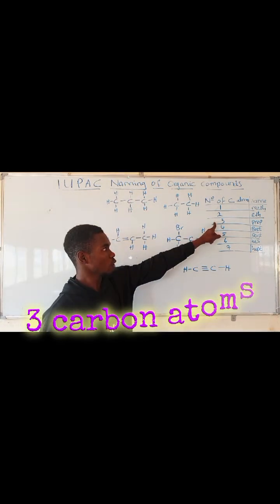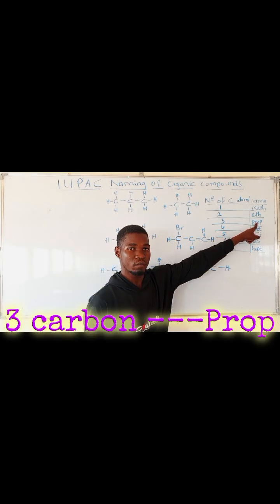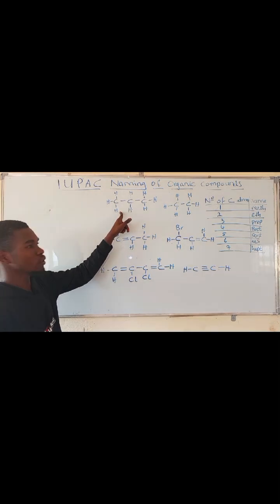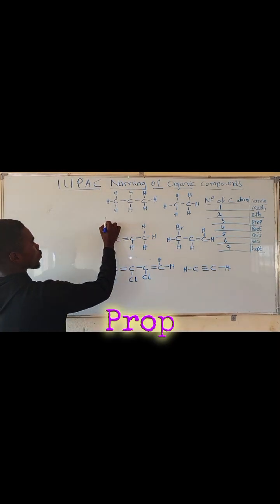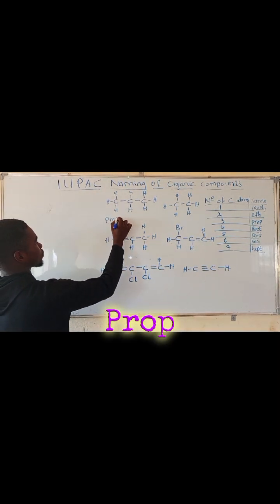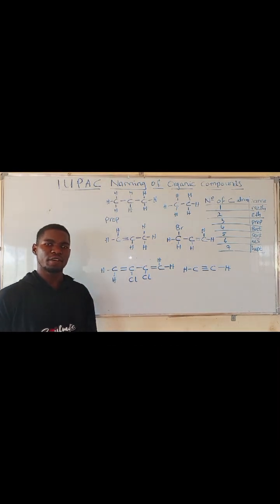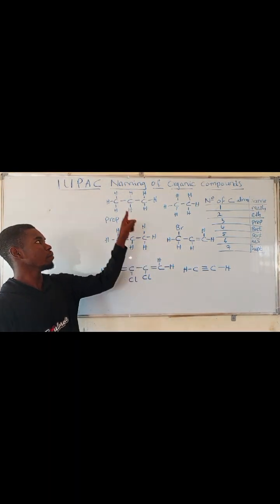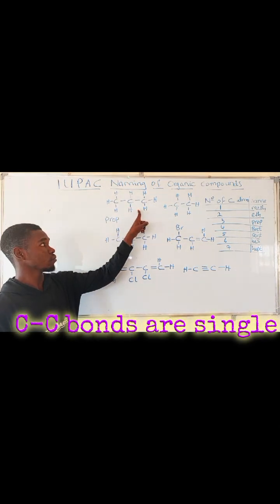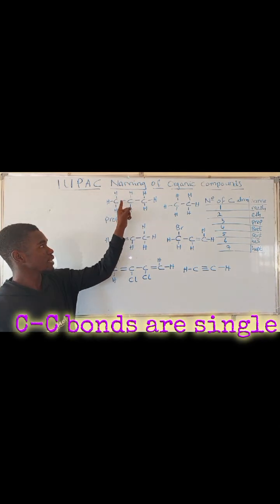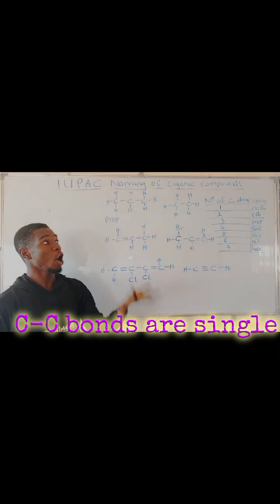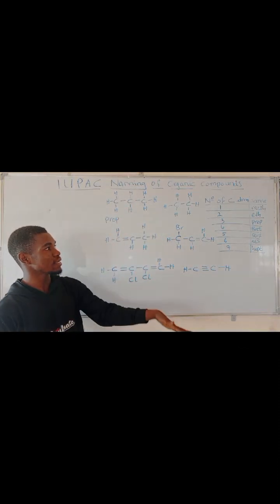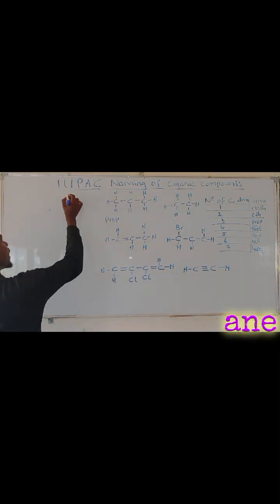So 3 carbon atoms means the name starts with what? Prop, right? The name starts with prop. So we know that the name of this compound must start with prop. So we go ahead and write prop. Good. Then now, friends, let's look at the nature of bonding. Do you see that all the bonds are single? Great. All the bonds linking our carbons are single, right? All the bonds linking a carbon to carbon are what? Single bonds. So the name has to end with ANE.